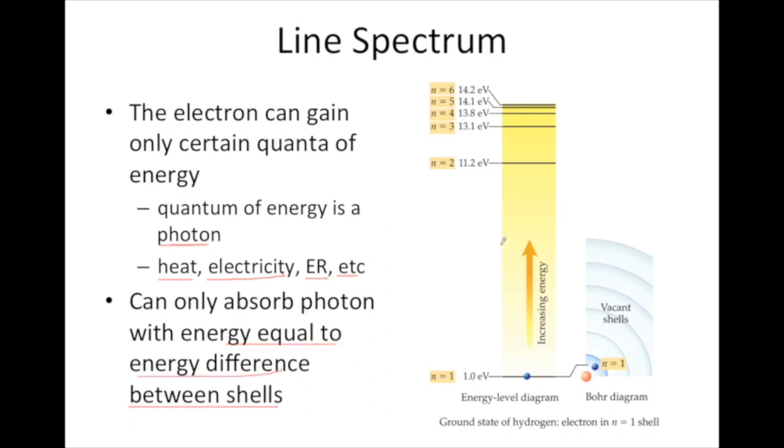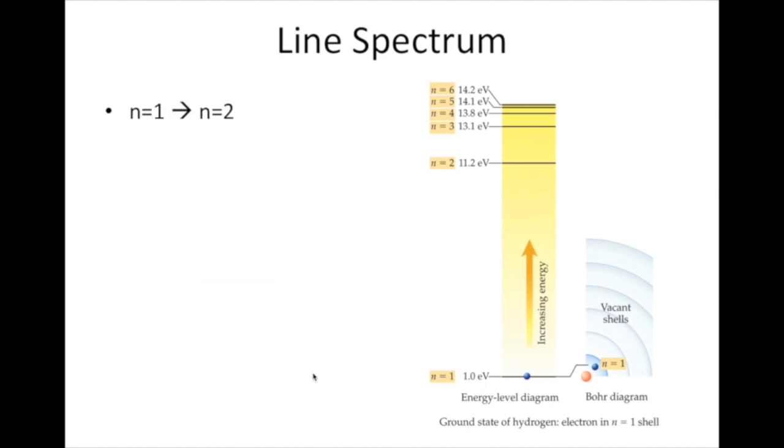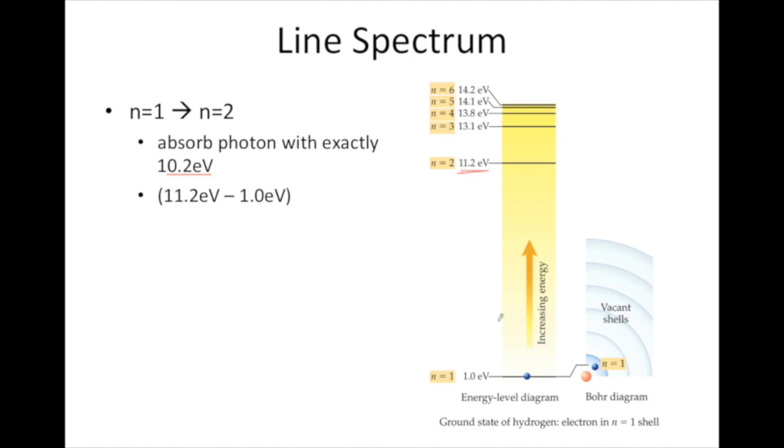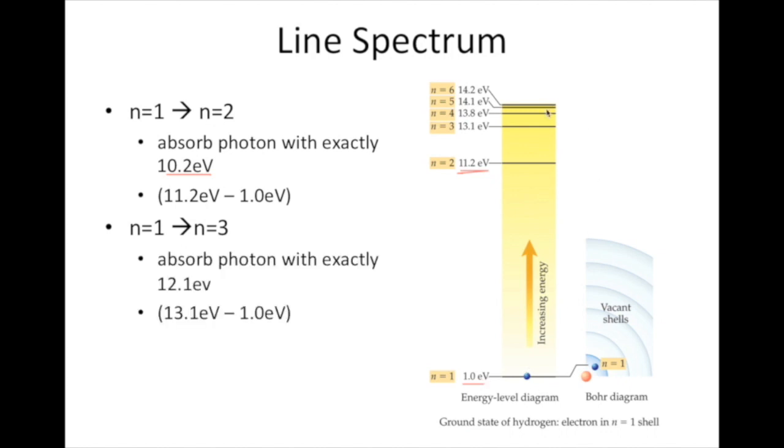Now this is very important. Remember, electrons cannot exist between the shells. So for example, if we took an electron from the first shell to the second shell, that electron would have to absorb a photon with exactly 10.2 electron volts. This is equal to the difference between the second and the first shell. If an electron went from the first shell to the third shell, it would absorb a photon with exactly 12.1 electron volts. In other words, the difference in energy between n equals 3 and n equals 1.